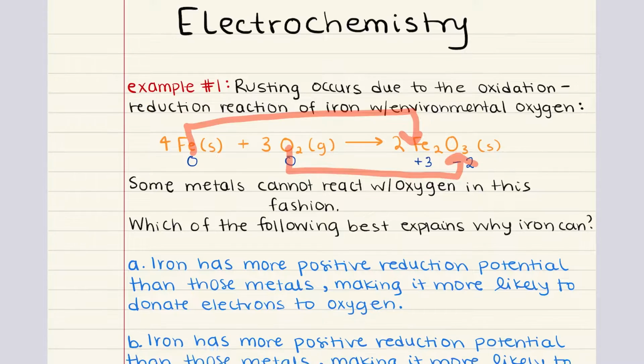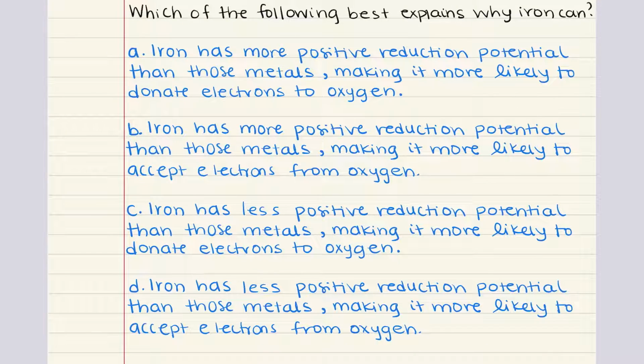Now, keeping that in mind, let's work through each of these answer choices and analyze it to determine if it is correct or incorrect. Option A says iron has more positive reduction potential than those metals, making it more likely to donate electrons to oxygen. This statement is incorrect because a more positive reduction potential means that a chemical species is more likely to gain electrons and be reduced, not donate them and be oxidized. So option A is incorrect.